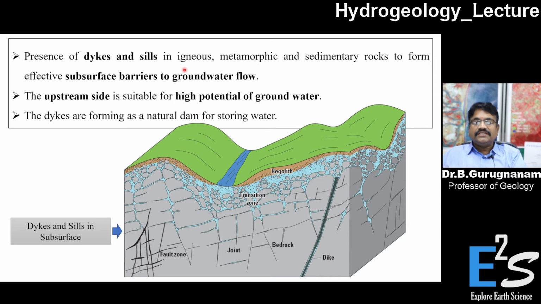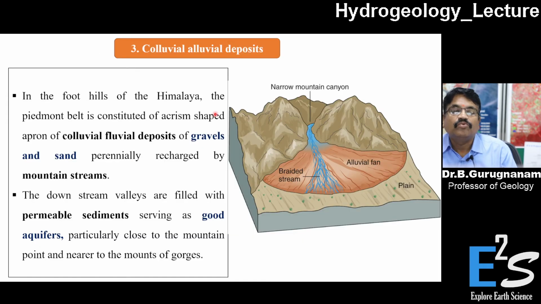The presence of dikes and sills in igneous, metamorphic, and sedimentary rocks forms an effective subsurface barrier to groundwater flow. The upstream side is suitable for high groundwater potential. The dikes form a natural dam for storing water. Yes, at many places, I have even done research work on this. We have got very excellent results on approaching the dike. The dike will not allow water if it comes, and it will act as a storage zone here. So you put a bore here, and you will get an enormous amount of water.